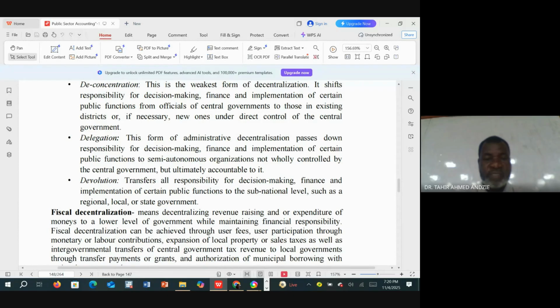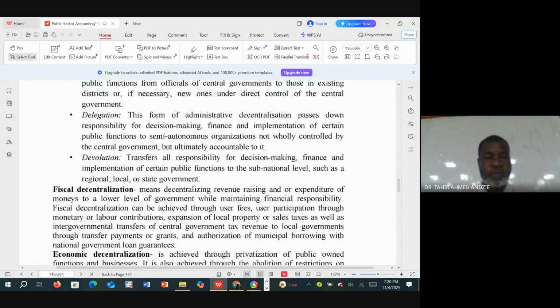So these functions, finance, implementation, and certain functions are passed down to semi-autonomous organizations, not wholly controlled by the central government, but ultimately accountable to it. So it means that for those institutions, government is still accountable for those institutions that are passed down power regarding decision making, finance, and implementation. The government still will be responsible for it.